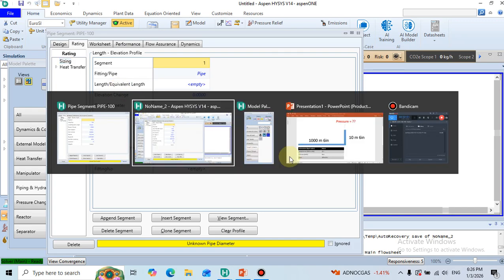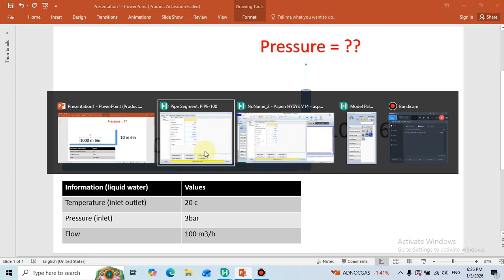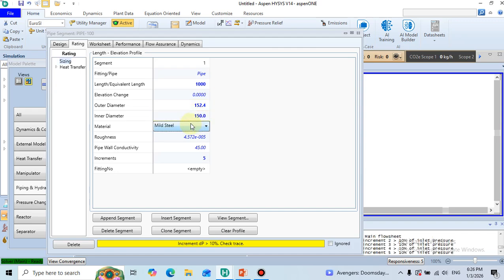As you can see within the configuration, we have 1000 meter of 6-inch pipe. So insert 1000 as the length in meter unit, and elevation change is 0. Outer diameter is 6-inch. So let's consider 150 millimeter as the inner diameter of the pipe segment.